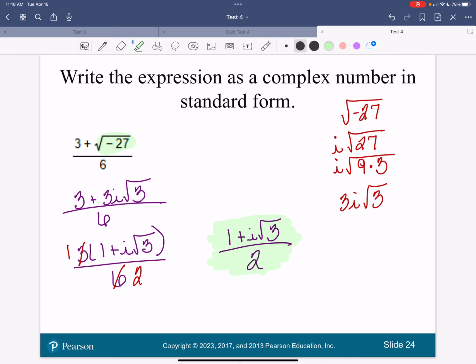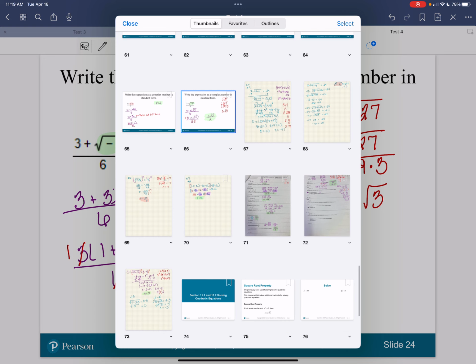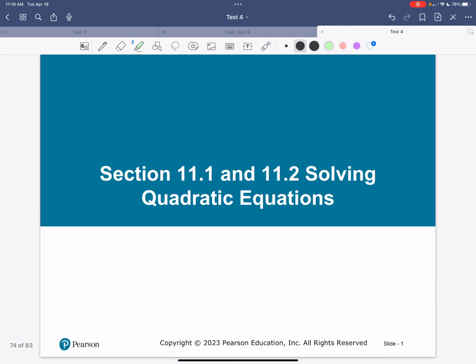So now we are starting today's lesson, which is on solving quadratics, and that's from the notes I gave out today. Okay, so now we're going to look at 11.1 and 11.2, and this is it. Can you believe it? Then we have review and so on.